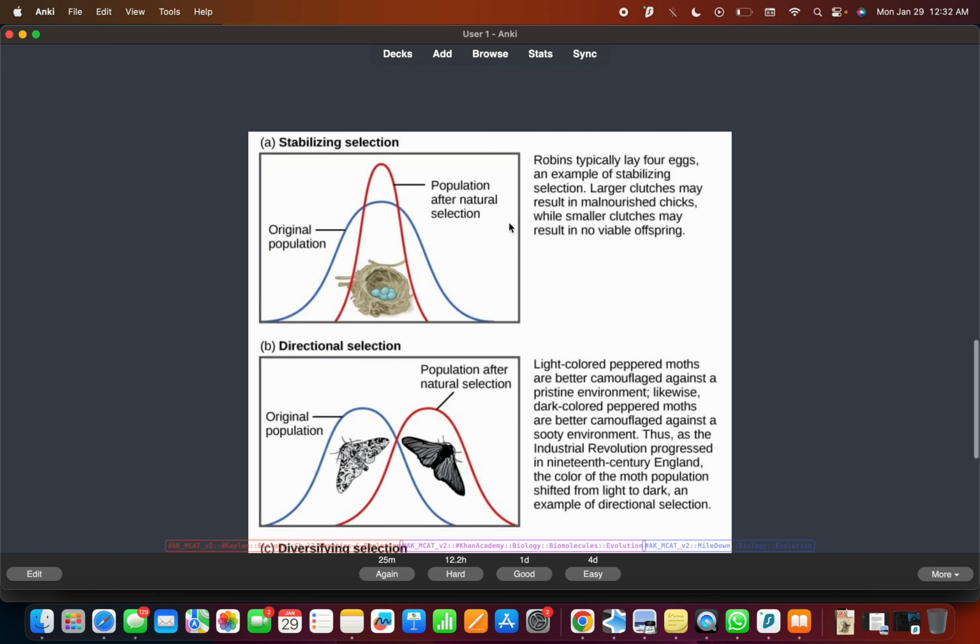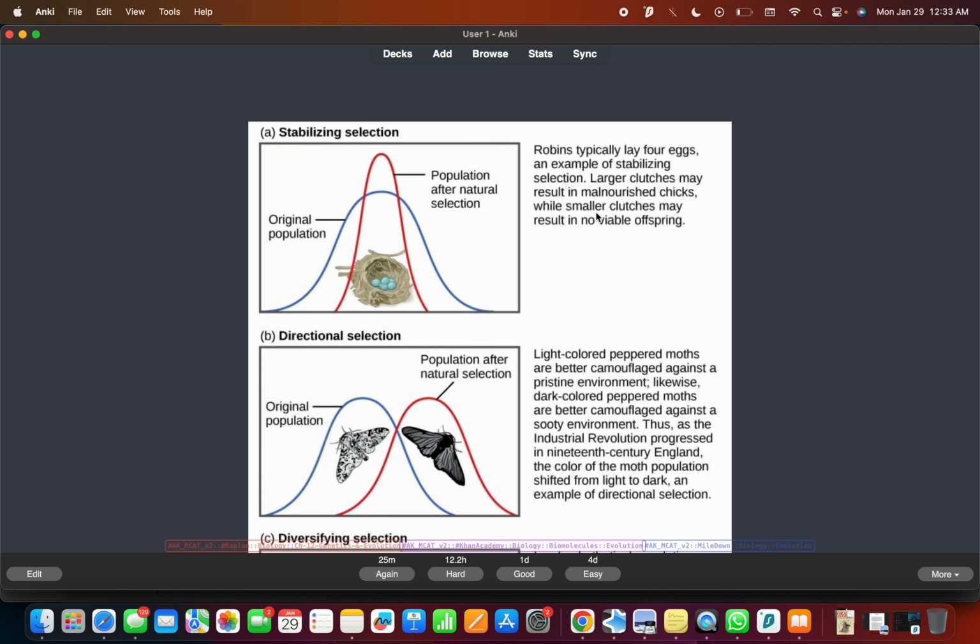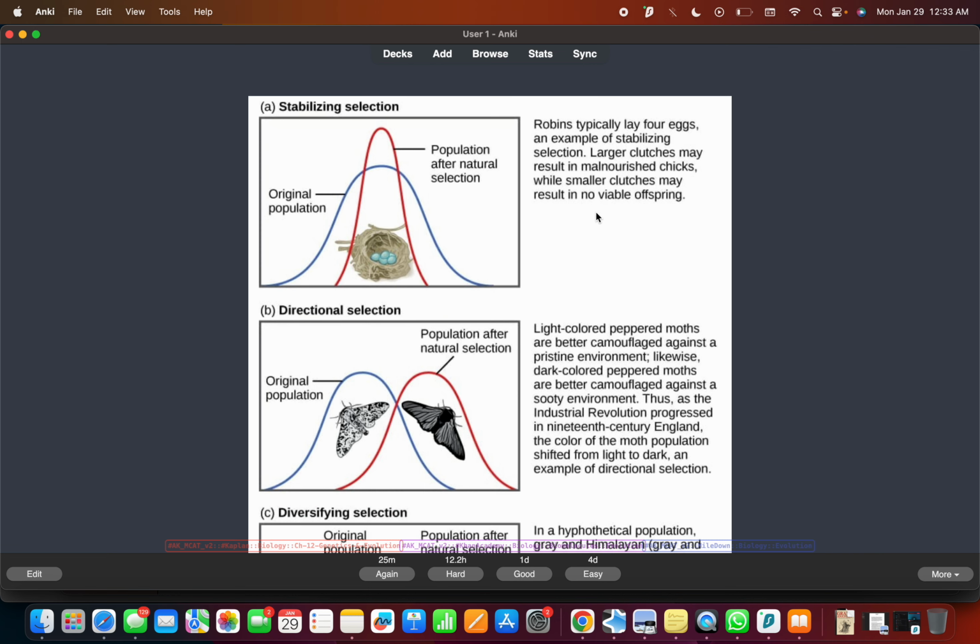Stabilizing. Robins typically lay 4 eggs, an example of stabilizing selection. Larger clutches may result in malnourished chicks, while smaller clutches may result in no variable offspring.